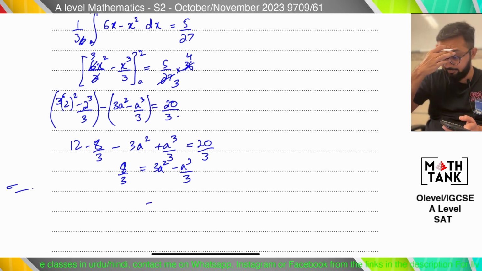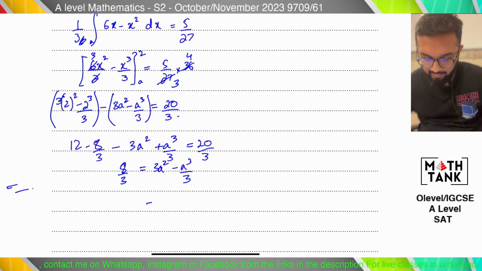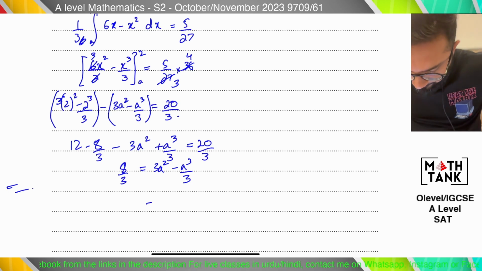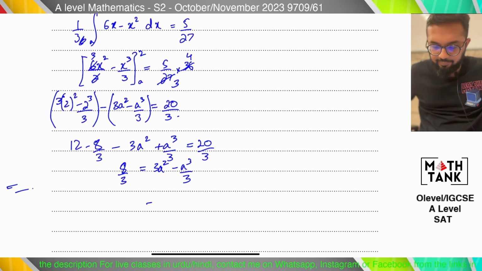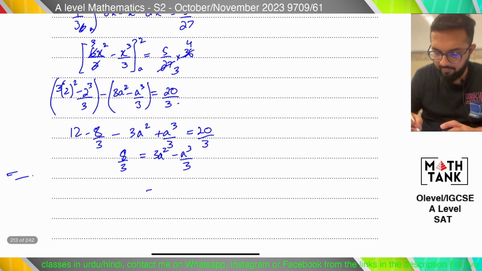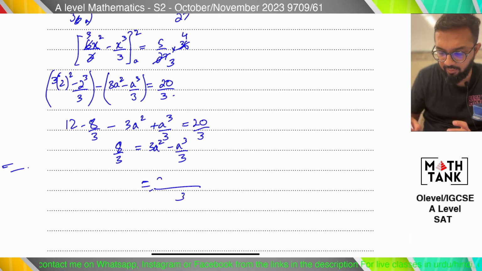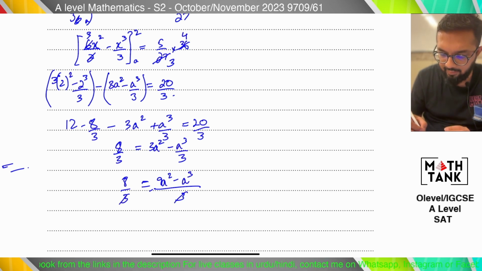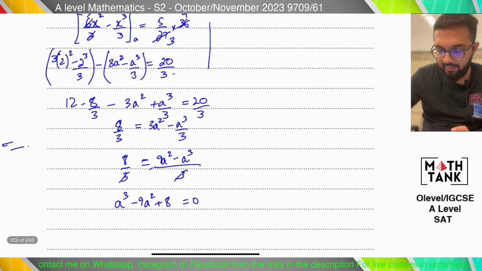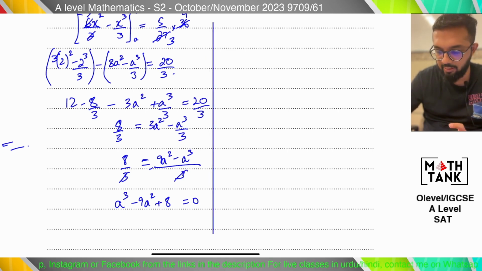It looks something complicated. Let's check if we've done everything right. Yeah, everything seems fine so far. Let's see if this is actually a cubic equation. The 3 cancels out, so a cubed minus 9a squared plus 8 equals 0. So this leads us to a cubic equation that needs to be solved for A. I hope that's the correct cubic equation that I'm solving.